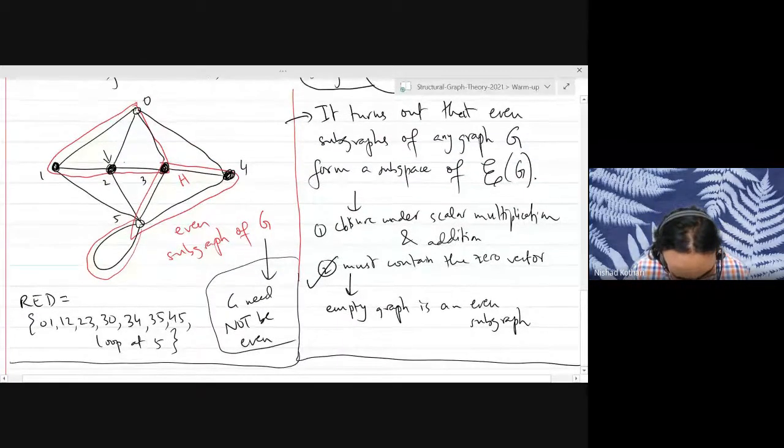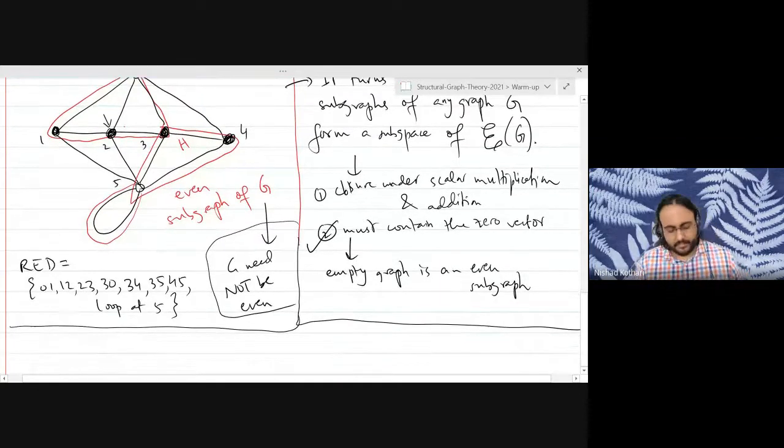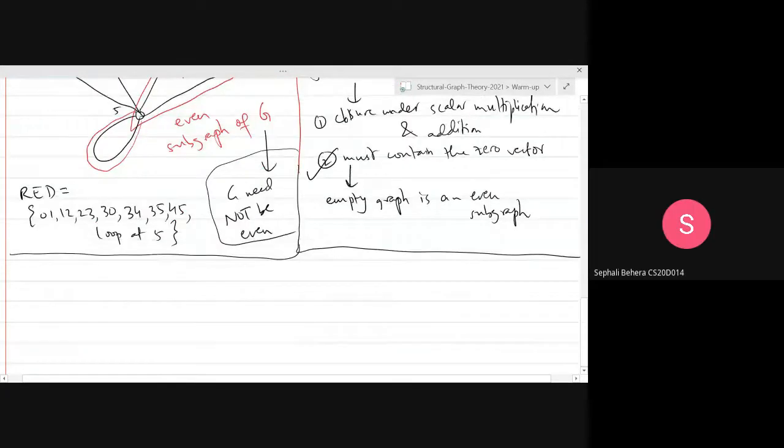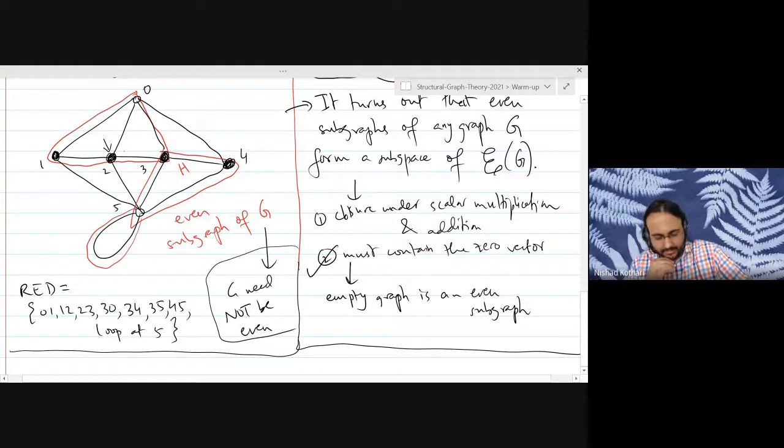I hope I didn't miss any edges. 3,4; 4,5; 5. Yeah. Okay. Sir, so basically, whatever edges we are considering, according to that, we are checking if the vertex has even degree, right? Exactly. So we are just considering the red colored edges in our example. Okay, good. Any other questions or concerns?